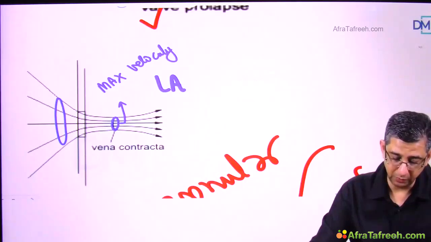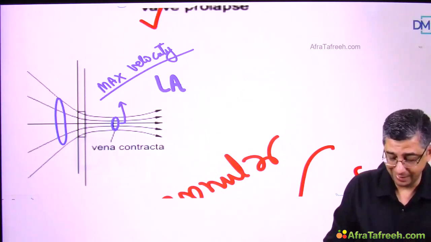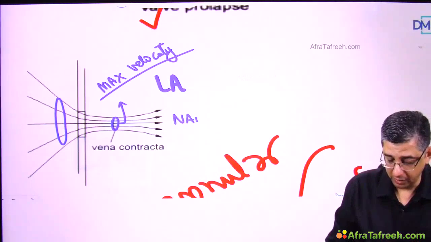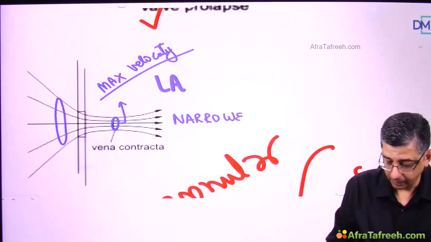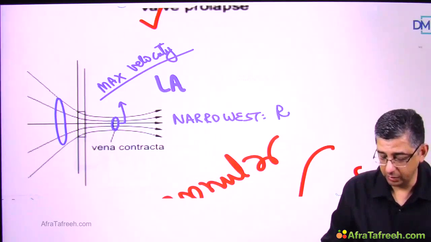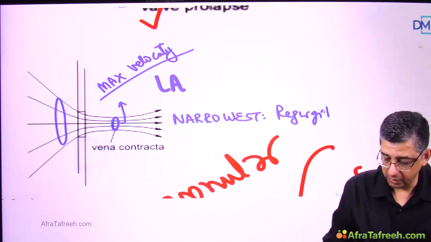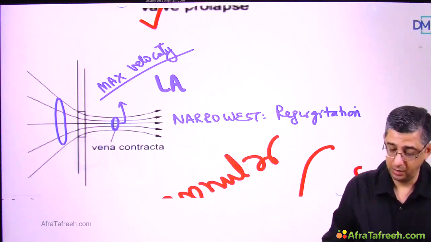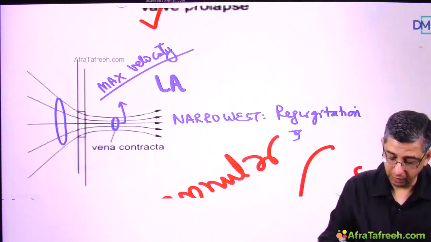So I'll write both the things. Where is the max velocity present? This is at the narrowest part of the regurgitant jet of blood. In fluid dynamics or in physics, we call it vena contracta.